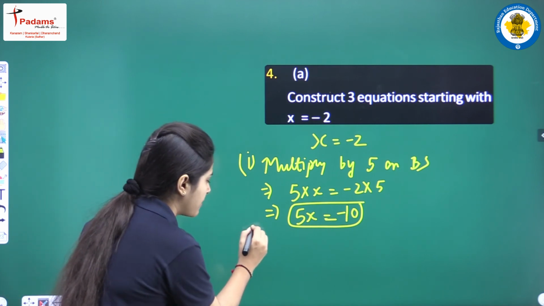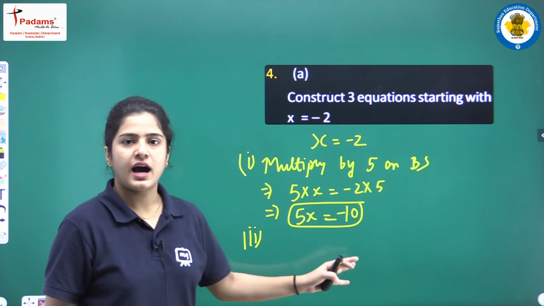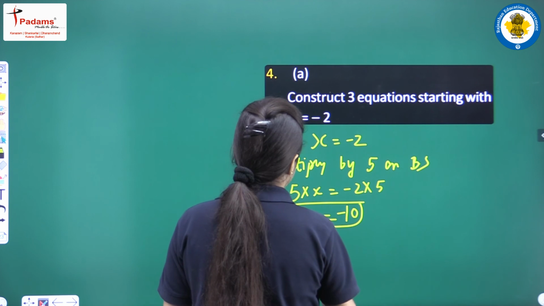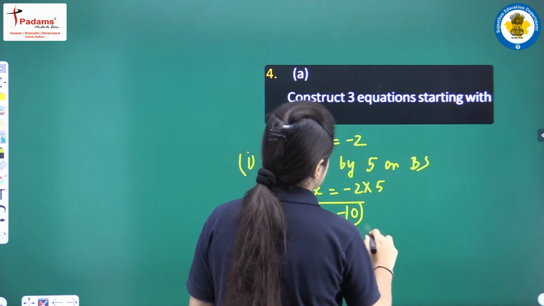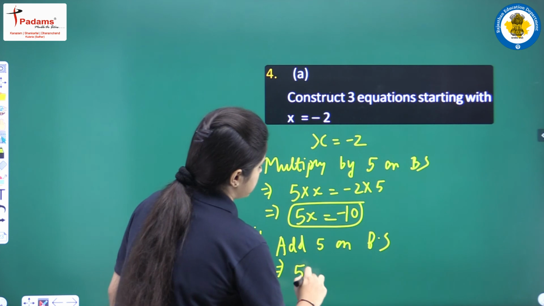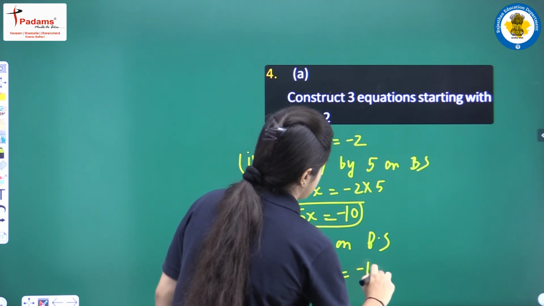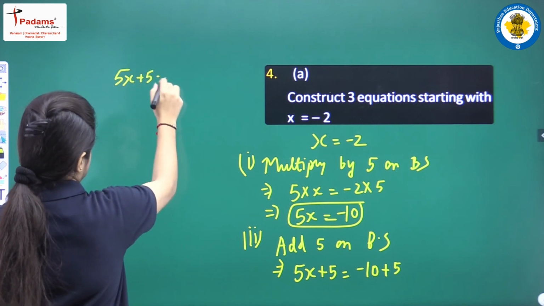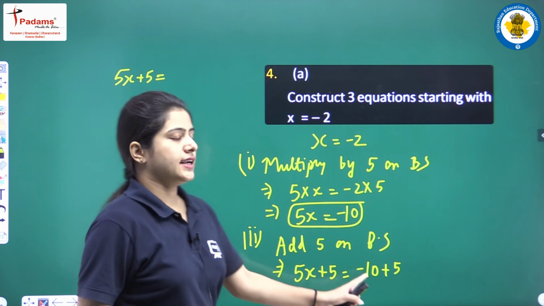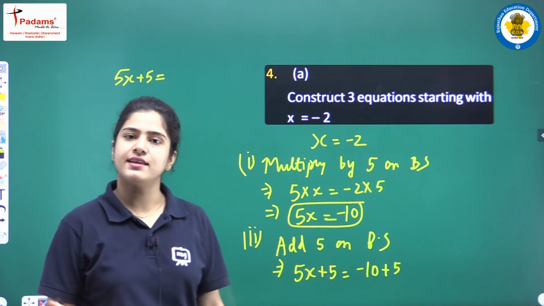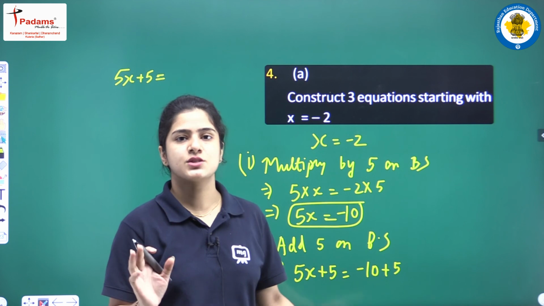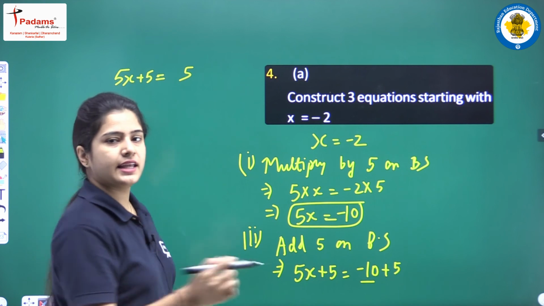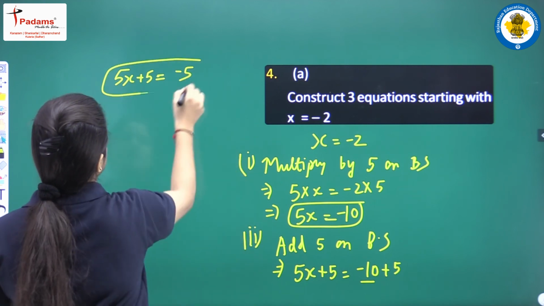And to construct the second equation, what will I need to do? I will add 5 on both the sides. For example, add 5 on both sides. 5x plus 5 is equal to minus 10 plus 5. So students, 5x plus 5 is equal to minus 10 plus 5, minus plus is minus, so 10 minus 5 is equal to 5. And the sign will be negative, as the larger number contains a negative sign, okay students. So this is your second equation.